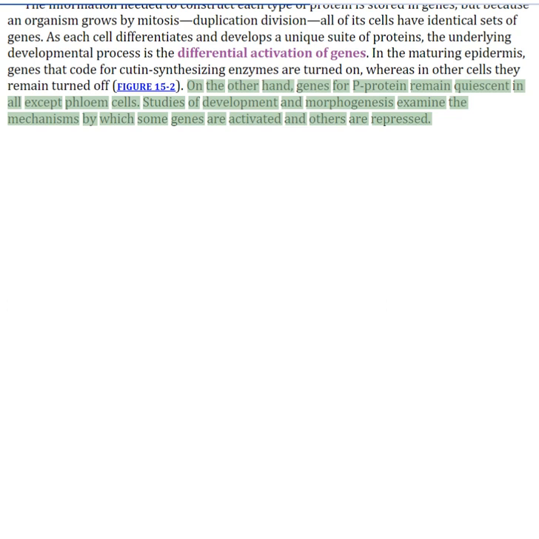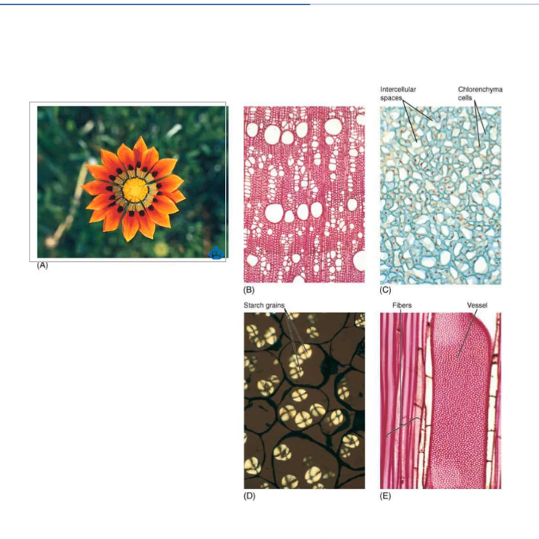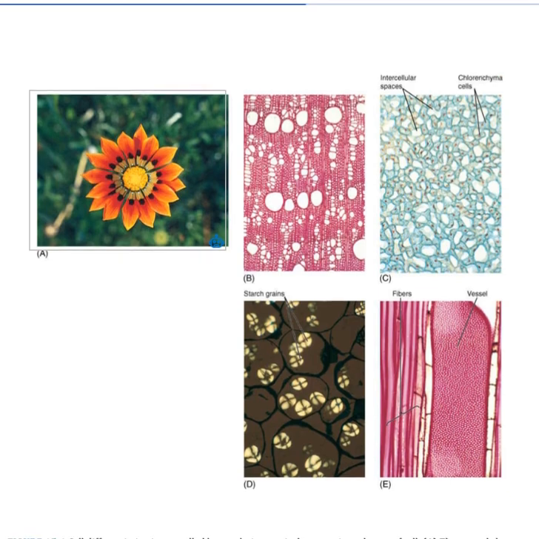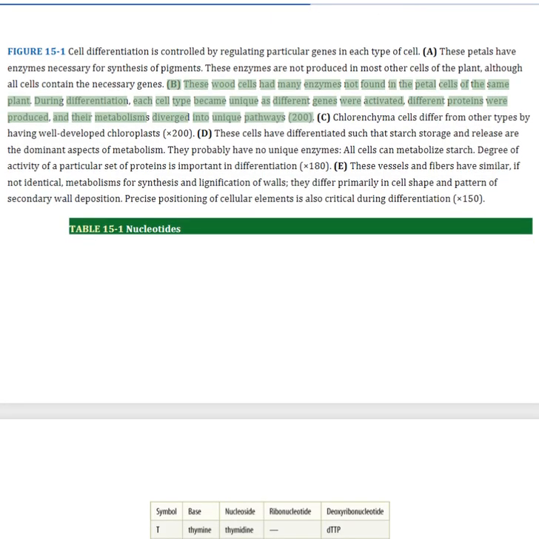Studies of development and morphogenesis examine the mechanisms by which some genes are activated and others are repressed. Figure 15.1. Cell differentiation is controlled by regulating particular genes in each type of cell. These petals have enzymes necessary for synthesis of pigments. These enzymes are not produced in most other cells of the plant, although all cells contain the necessary genes. These wood cells had many enzymes not found in the petal cells of the same plant.